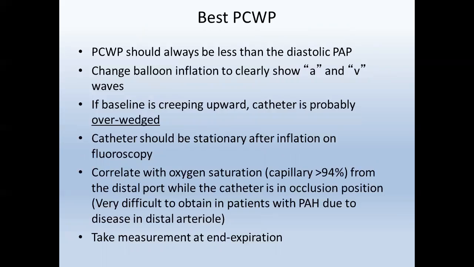If you're not happy with the waveform, go back. If the baseline is creeping upward, that means sometimes you have a wedge pressure and then it just starts going up and up and up again, above your diastolic. That sometimes can happen when you are deep in an over-wedge.